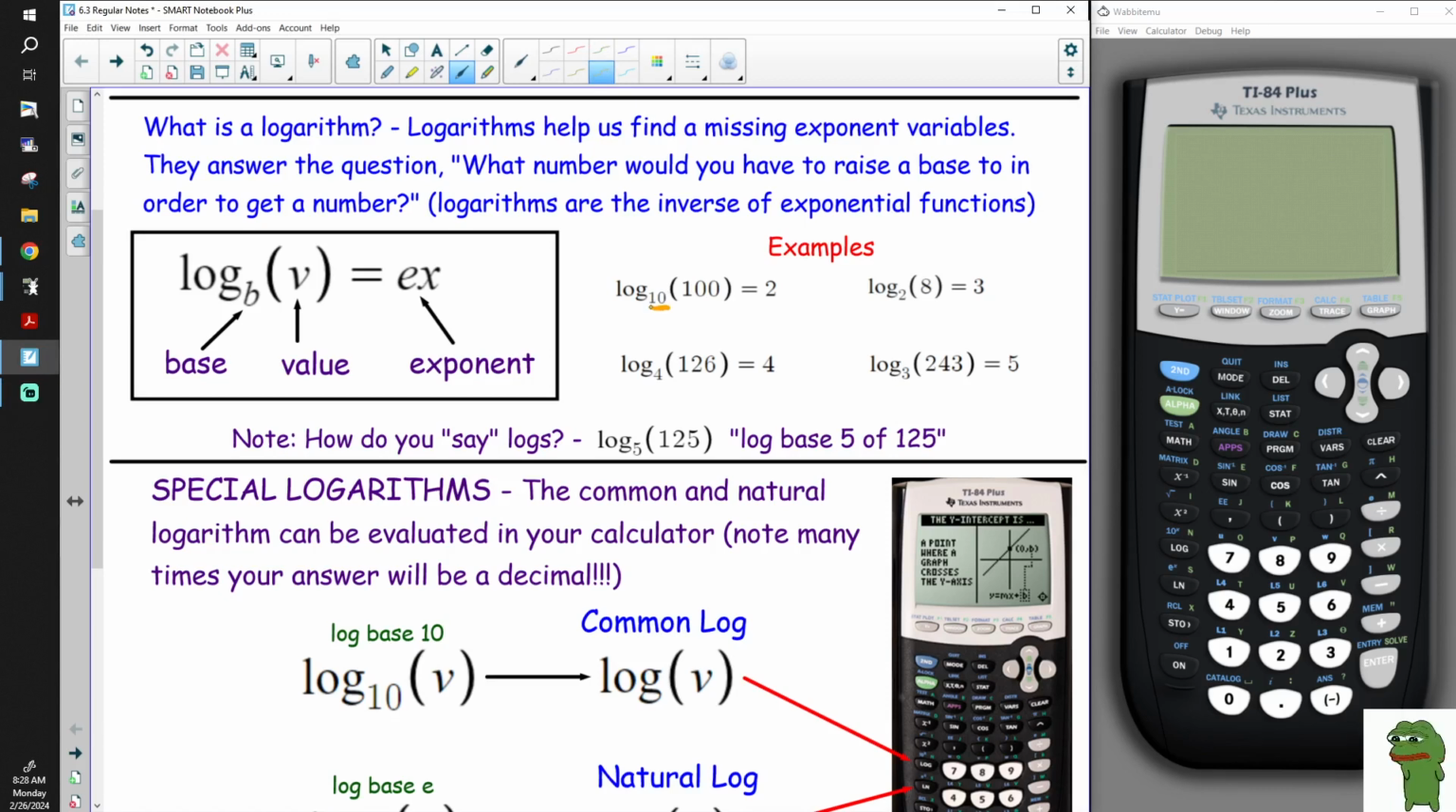What is its value? 100. That's on the inside. And what's its exponent? 2. The most important thing today is understanding what is on your page, because you have not seen these before. If we were to say this out loud, we would say log base 10 of 100 equals 2.